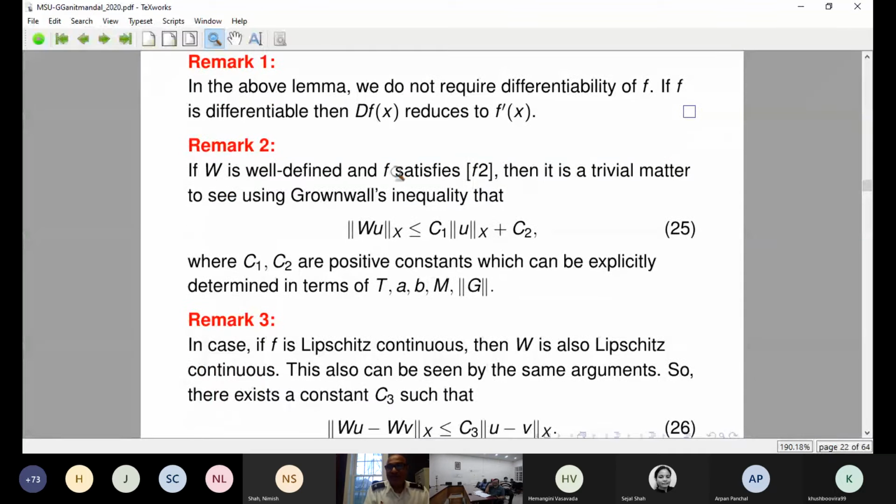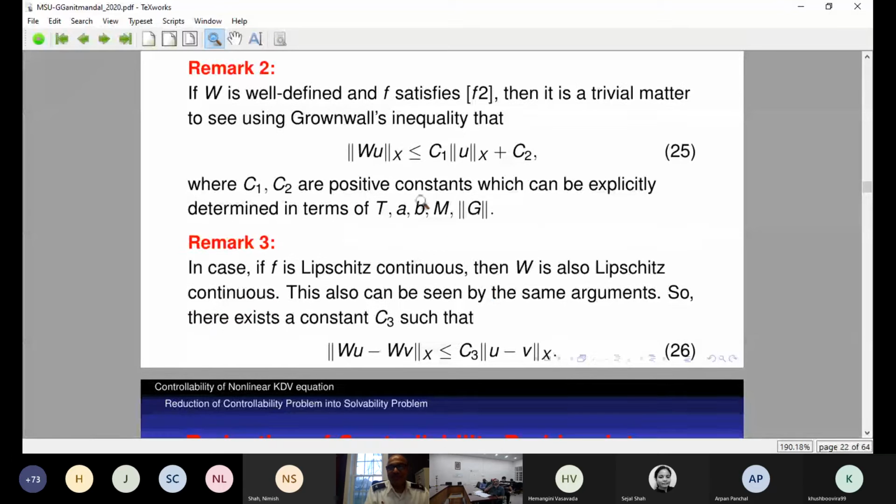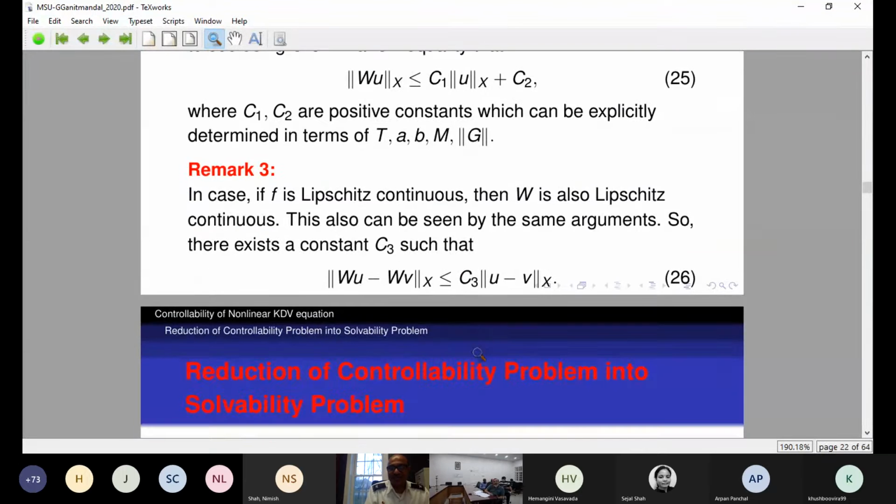As I say that f satisfies the growth condition, and you know that W is defined in terms of the nonlinear function f, naturally I can claim that W also satisfies the growth condition. Very simple thing. The constants C1 and C2 can be measured in terms of these constants. I think this is a good exercise for people who want to start their career in mathematics. Again, same thing: I said that F satisfies the Lipschitz continuity. Similarly, we can prove that W also satisfies the Lipschitz continuity with some Lipschitz constant C3 like this.